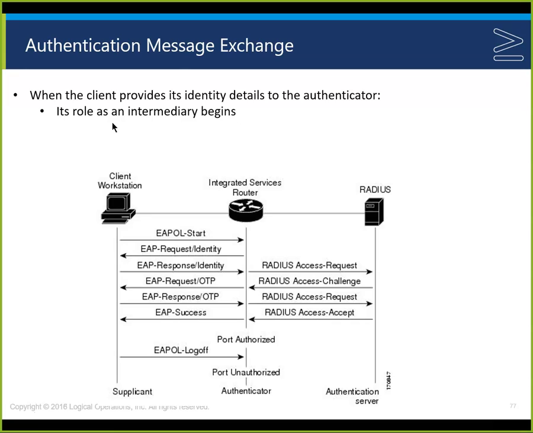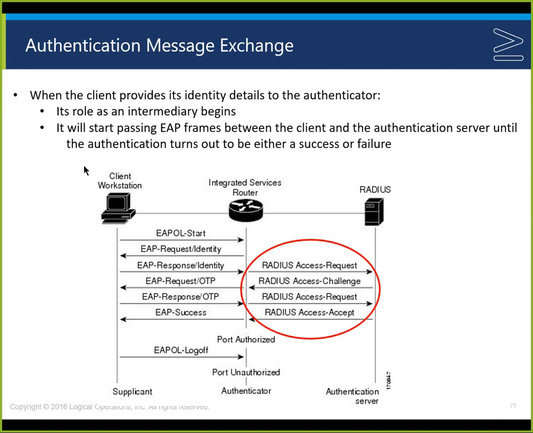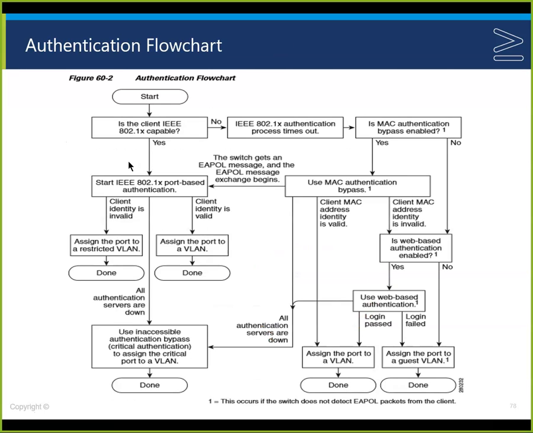Its role as an intermediary begins. The authenticator here, or the client from the supplicant, passes the EAP frames between the client and the authenticator until the authentication turns out to be either a success or a failure. The processes that can happen here are, we have the start that we're always going to have.